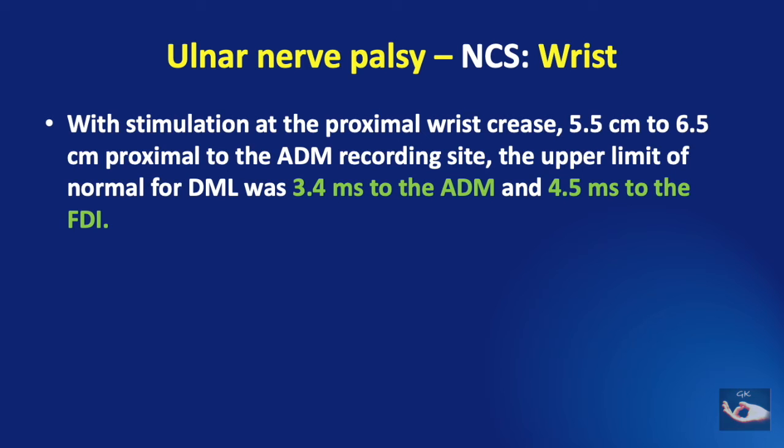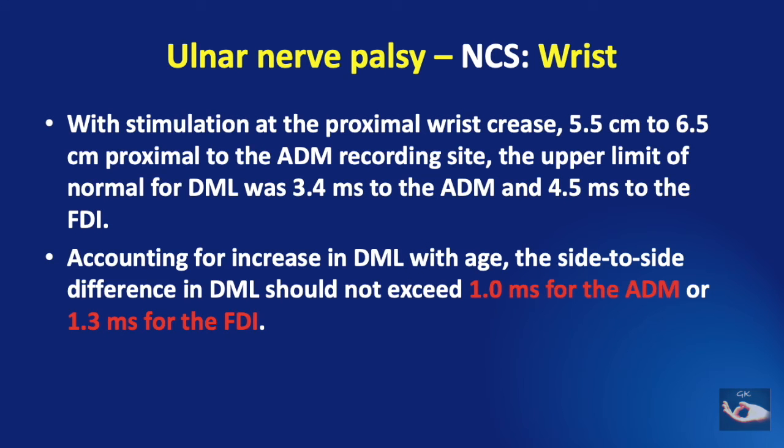This means that if the nerve conduction is normal in the ulnar nerve across the wrist, the impulse must reach the abductor digiti minimi in 3.4 milliseconds and should reach the first dorsal interosseous muscle in 4.5 milliseconds. This time difference between the stimulation of the abductor digiti minimi and the first dorsal interosseous muscle will definitely increase with age. So, the comparison should be done with the side-to-side difference from the other normal side. This should not exceed 1 millisecond for the abductor digiti minimi or 1.3 milliseconds for the first dorsal interosseous muscle.